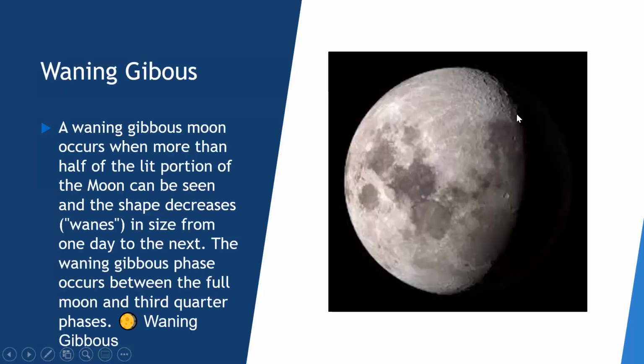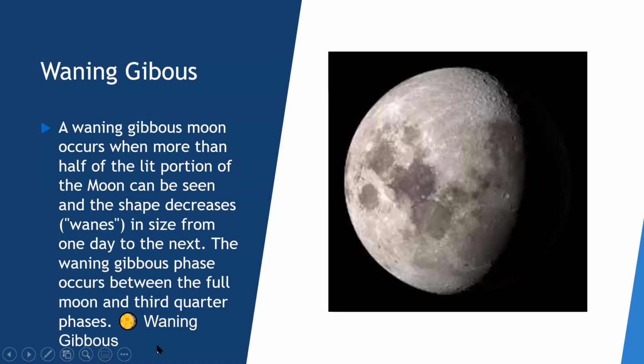Then we have a waning gibbous. A waning gibbous moon occurs when more than half of the lit portion of the moon can be seen, and the shape decreases or wanes in size from one day to the next. The waning gibbous phase occurs between the full moon and third quarter phase.